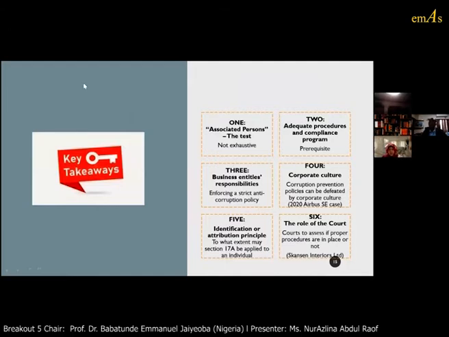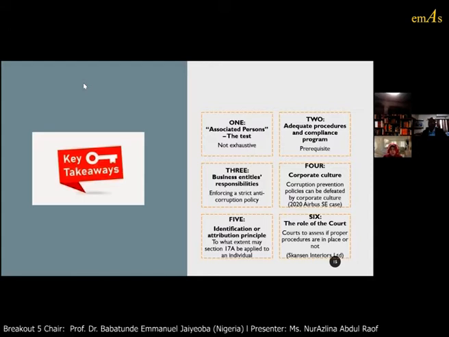There are 6 key takeaways from my paper. The first one is that the test of associated persons is not exhaustive. Secondly, it is a prerequisite for companies to have adequate procedures and compliance program, and it is their responsibility to enforce strictly the anti-corruption policy. Even with a strict anti-corruption policy, corporate prevention policies can easily be defeated by corporate culture, as evidenced in the 2020 Airbus SE case in UK.